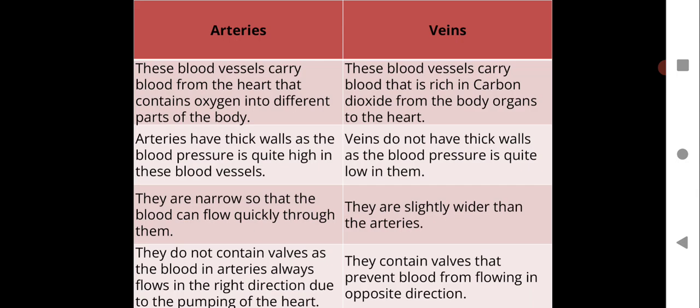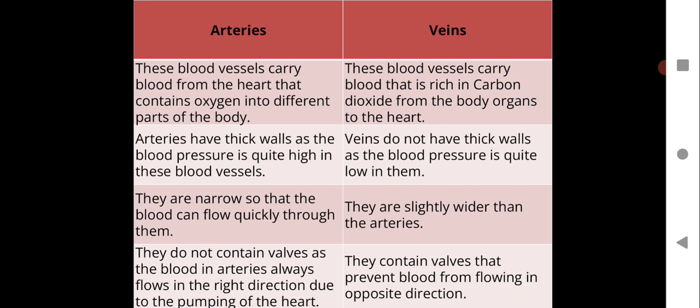Now see the differences between arteries and veins. Why are they differentiated as arteries and veins? Because they have different roles to perform. What are the roles they perform? Let us see how they are differentiated. Write down in a tabular form and make points of comparison between them, children.